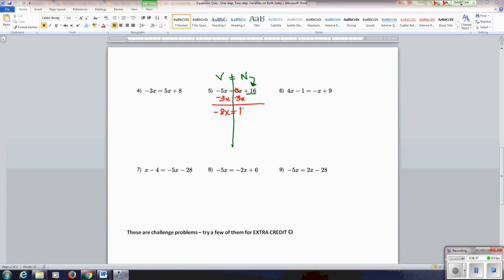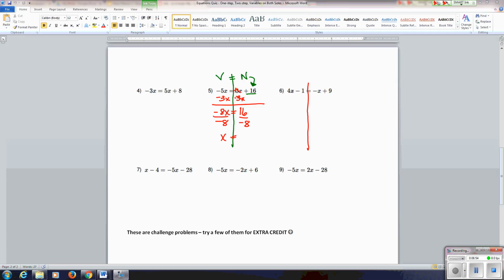Over here I have 16. And now we're back to just dividing by negative 8. Divide by negative 8. And I have x equals, and then 16 divided by negative 8. I end up with the same answer. Okay, so I'm just going to start this one. So kind of the same idea.